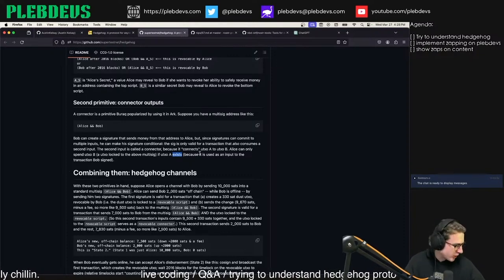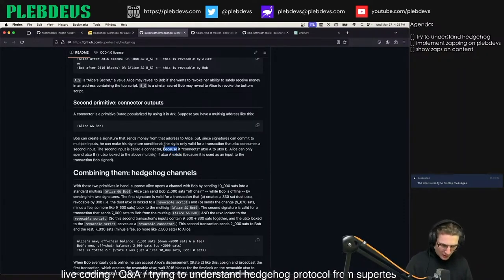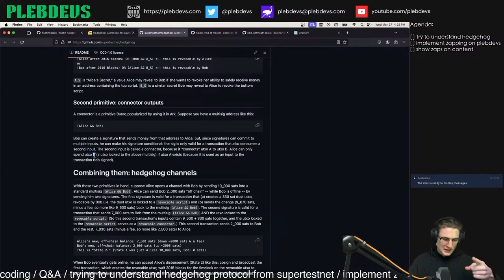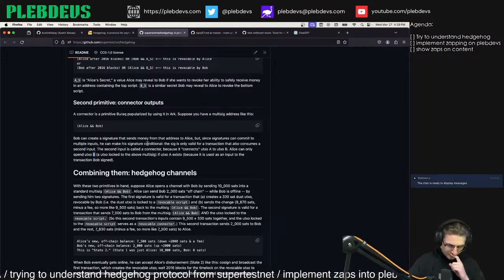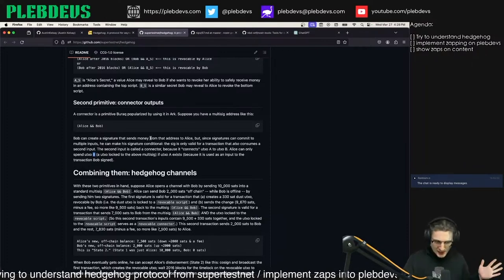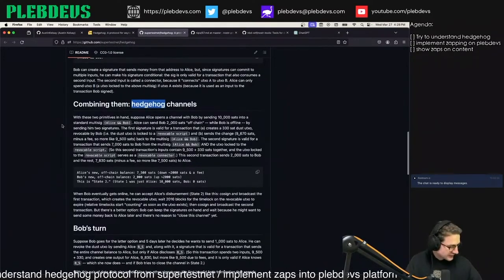This evokes a similar idea to me of like child pays for parent, maybe, where we have, what would you call it, I guess a package of transactions here, where you can only spend UTXO-B if UTXO-A exists. So you have this payment, UTXO-B, and you're making it conditional by the existence of UTXO-A because B consumes A. Okay, that kind of makes sense, but I don't know how this comes together. So combining them, Hedgehog channels. This is a lot. This is deep right here.